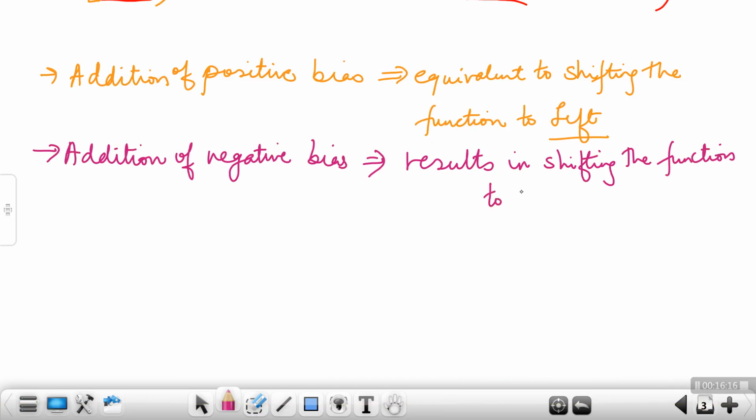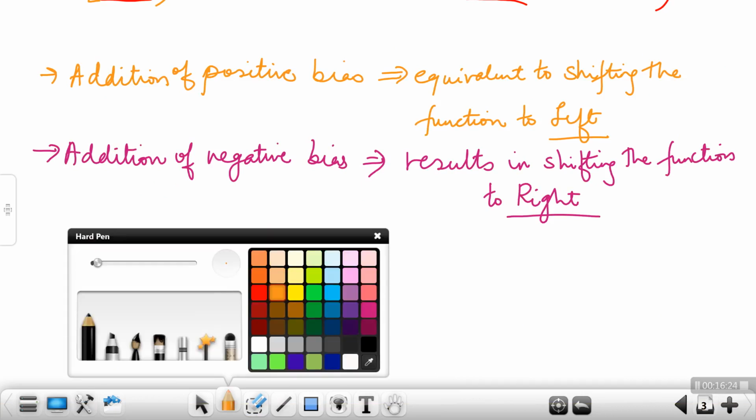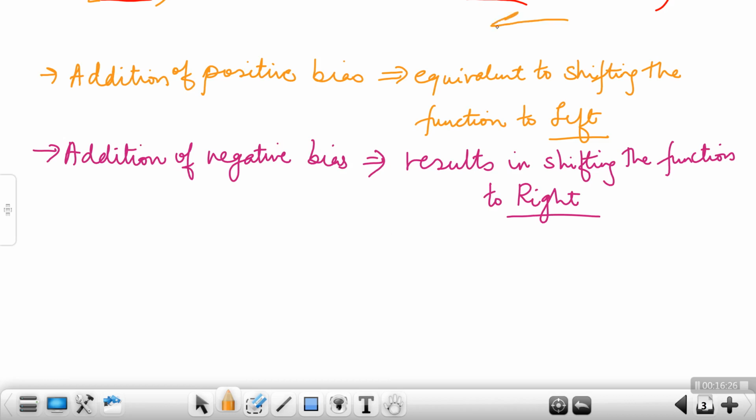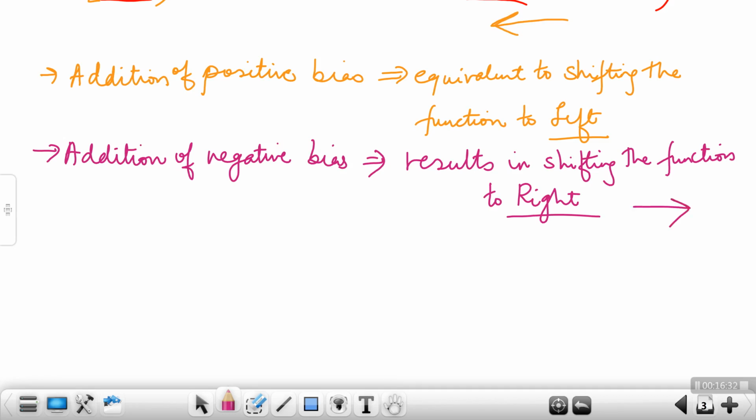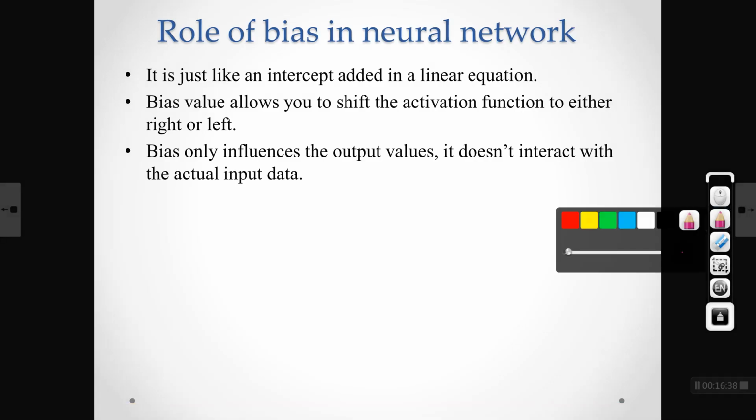So what we can see here is addition of positive bias is equivalent to shifting the function to the left. So the function is shifted towards the left, that is this side, and if at all we add a negative bias, the function will be shifted towards the right side. Now this is the role of bias in a neural network.